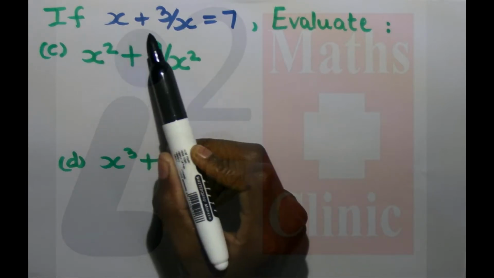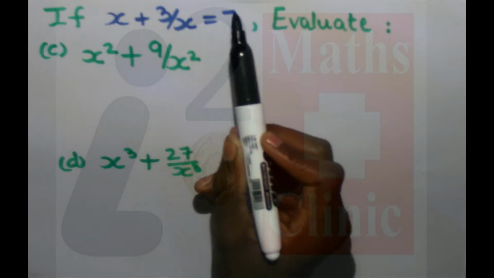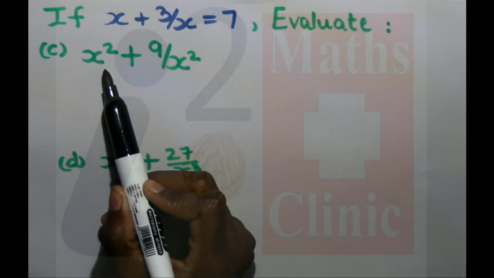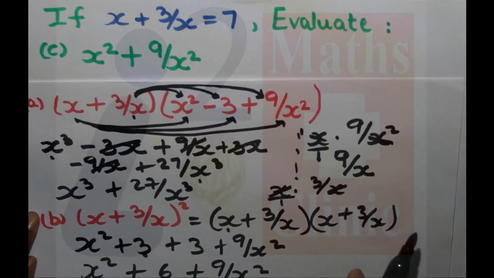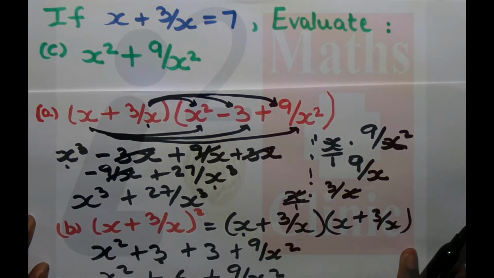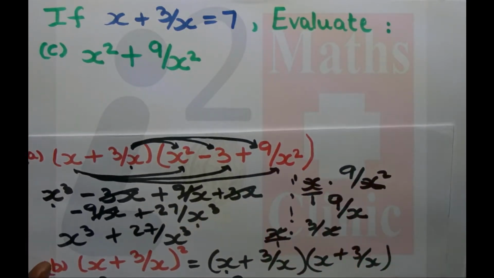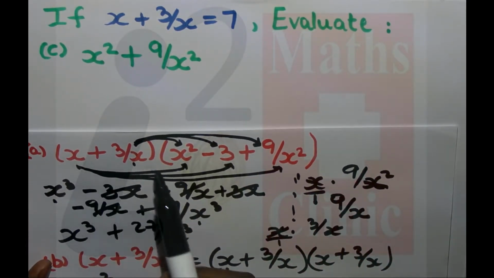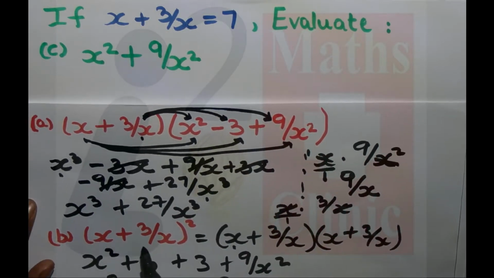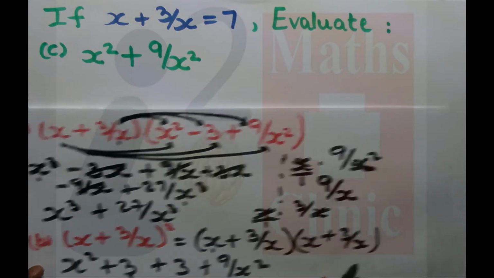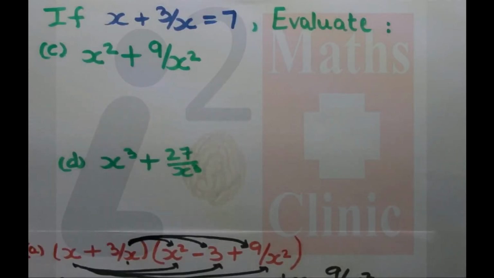Okay, so if x plus 3 over x equals 7, then find x squared plus 9 over x squared. So, bonus, this is like a cool question. It could be a good question. The best way is to square both sides: the bracket of x plus 3 over x, squared, which gives us x squared plus 3 over x squared. Okay, so this is very easy.